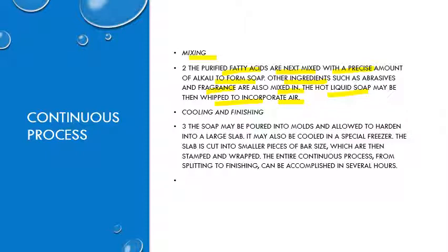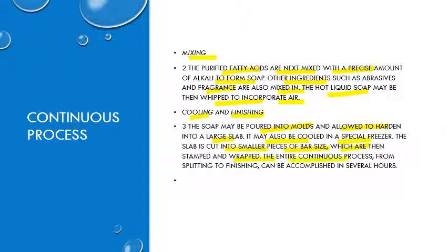Finally, we go to the next step, cooling and finishing. The soap may be poured into molds and allowed to harden into a large slab. It may also be cooled in a special freezer. Understood? It takes time to cool down at normal temperature, so it can be cooled in a special freezer. The slab is cut into smaller pieces of bar size, which are then stamped and wrapped.